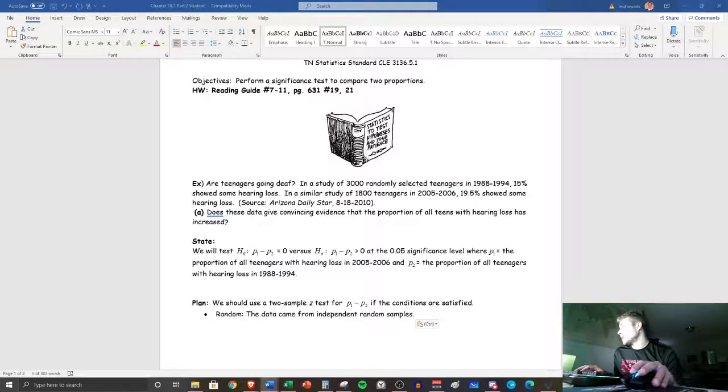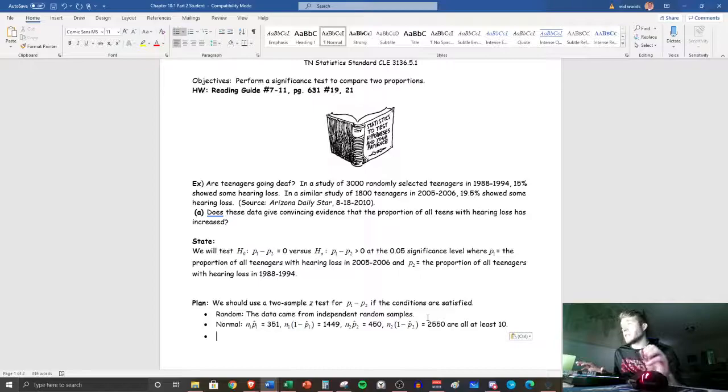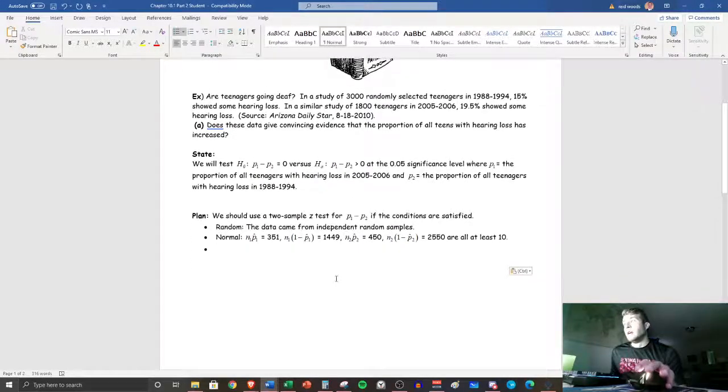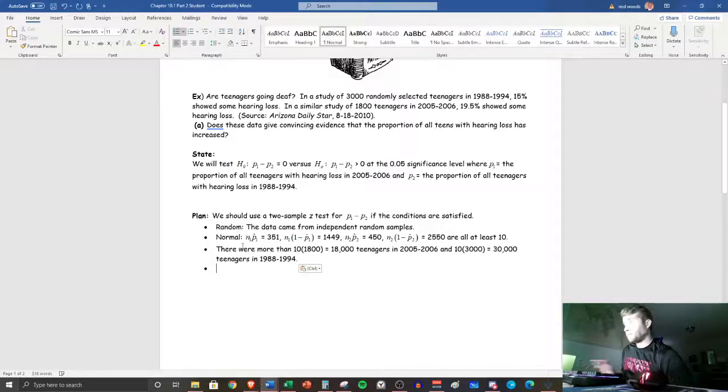That condition's met. Okay, is it normal? So we check the large counts condition. There's that right there. When you do the multipliers, yeah, they're sufficiently large. Okay, the sample's large enough to make it approximately normal. Then we're looking at the 10% rule. Our population is really all teenagers.